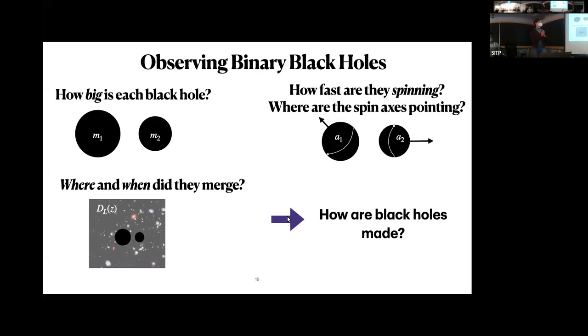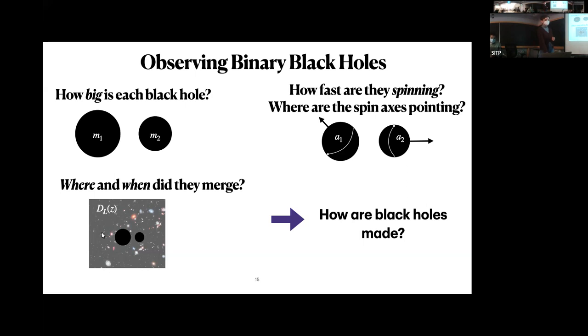So when we observe these gravitational waves from binary black holes, there are a handful of properties that we can tease out of that gravitational wave data. And the first one, which has the biggest effect on the gravitational waveform, are the masses of the two black holes. So how big is each black hole? We usually label the more massive one as M1, the primary mass, and the less massive one as M2, the secondary mass. That's going to affect the frequencies of your gravitational waveform. Then we can also learn a bit about how fast those black holes are spinning and where those spin axes are pointing.